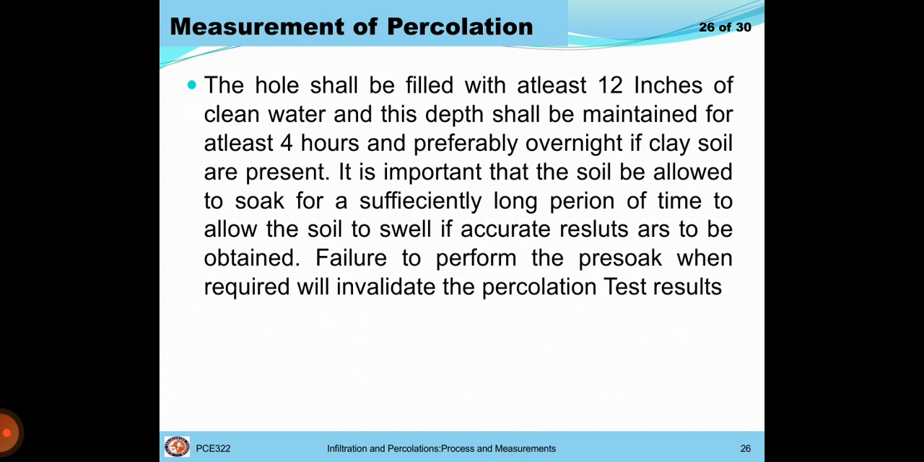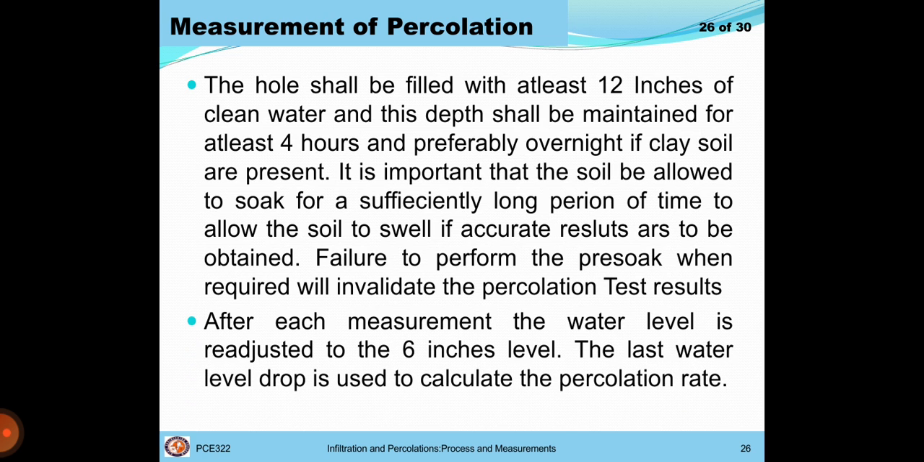Then the hole shall be filled with at least 12 inches of clean water, and this depth shall be maintained for at least 4 hours, and preferably overnight if clay soil is present. It is important that the soil be allowed to soak for a sufficiently long period of time to allow the soil to swell if accurate results are to be obtained. Failure to perform the pre-soak when required will invalidate the percolation test result.